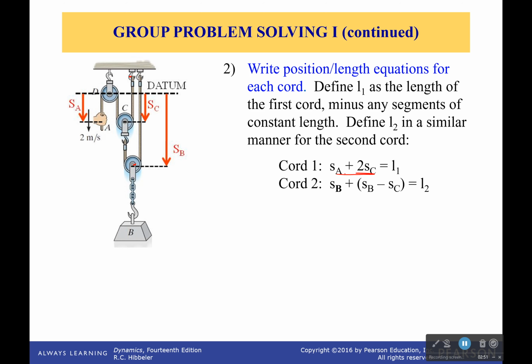So let's go through chord 1, which is this one right here. This one makes a whole lot of sense. SA is this one right here. And then we have this length SC, this center of this pulley, and there's 2 of those. And we're ignoring this section at the top.